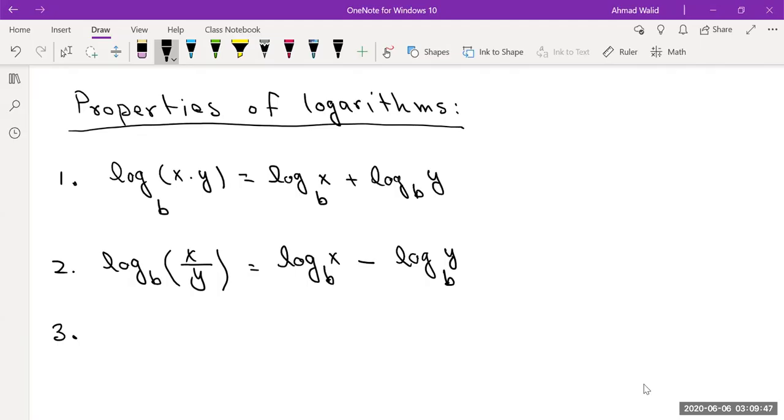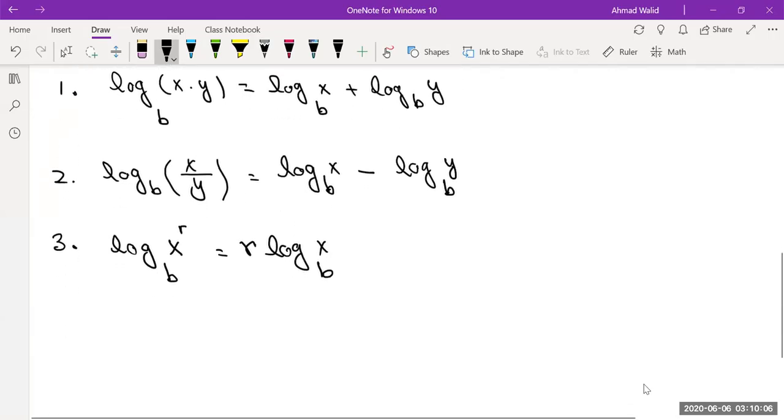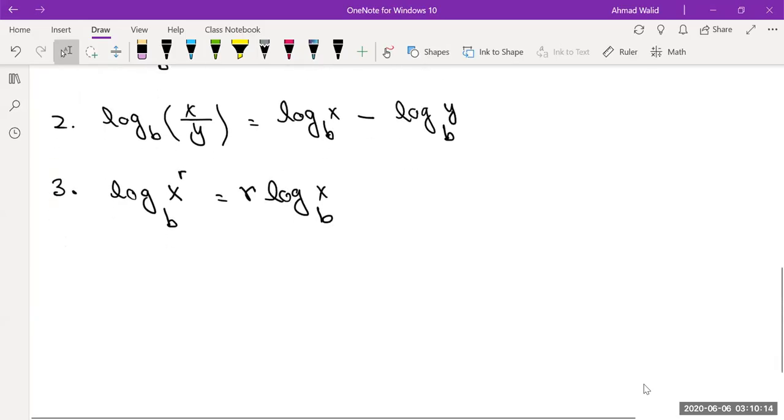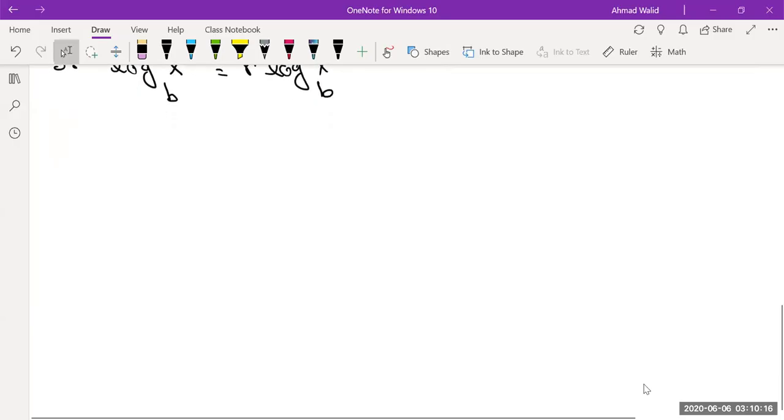Property number 3, the exponent rule. If you have log of x to the power of r base b, in expanded form, you can write it as r log of x base b. These 3 rules are also in your book at the beginning of 6.3. I will add a few more, maybe you don't remember them anymore.